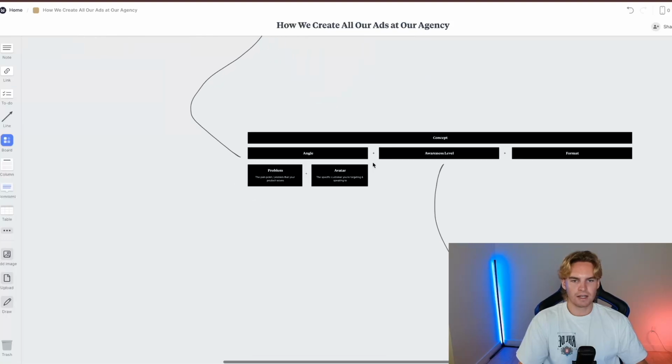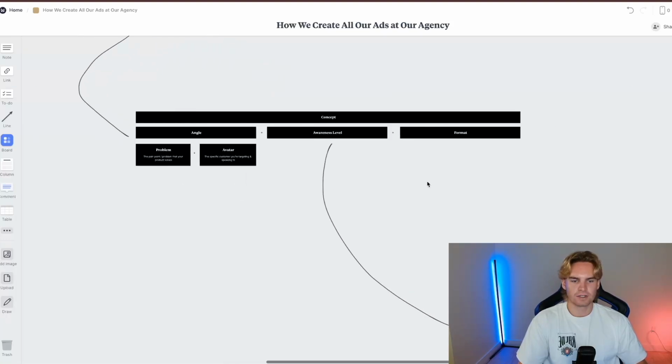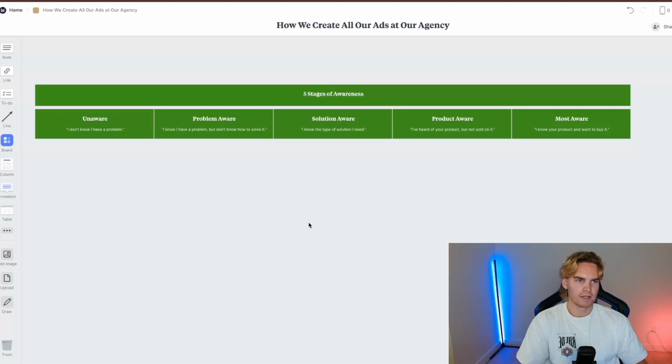Now I want to get into the different awareness levels. For every different concept, you can test the exact same angle, but for different stages of awareness. So for example, when you're targeting knee pain for seniors, a lot of your audience might be problem aware. So they know that they have knee pain, obviously. It's unlikely that they're not going to be aware of their problem because it's a physical issue. They're going to know that they have knee pain, but they don't know how to solve it. This is going to be a large section of the audience in this case.